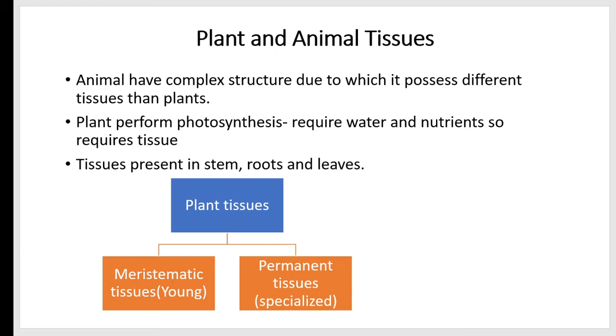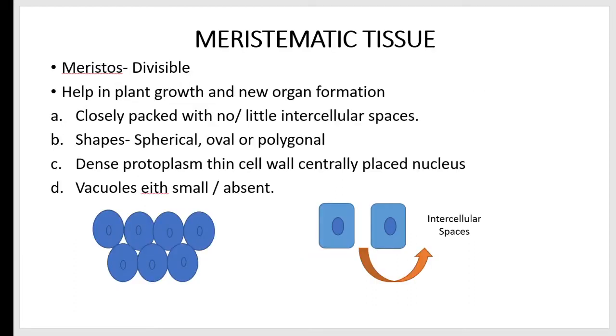Whereas permanent tissues are not old, but they are specialized. These tissues have now become grown-ups and perform a particular function. These tissues lack the ability to divide because they have started performing a particular function.